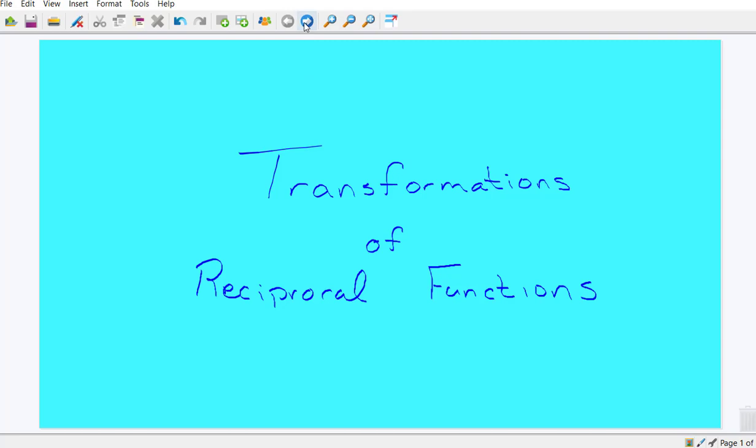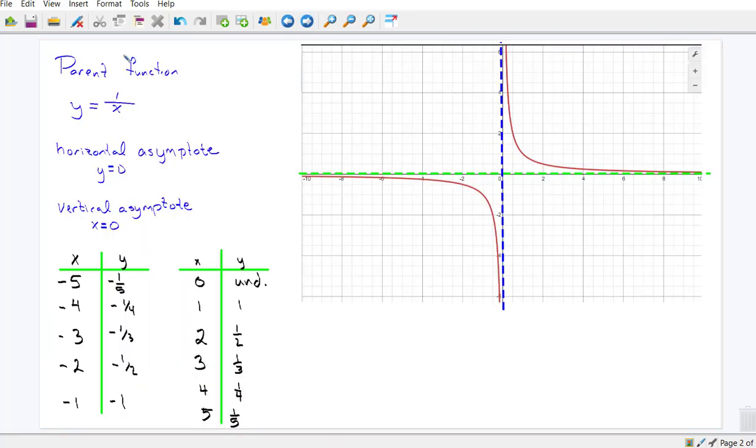And this is going to be our horizontal shifts and our vertical shifts, as well as our vertical and horizontal stretches and shrinks. So our parent function is y equals 1 over x, and the horizontal asymptote is at y equals 0, and the vertical asymptote is at x equals 0. So if you look here, the green line is our horizontal asymptote. That's the y equals 0. The blue line is our vertical asymptote.